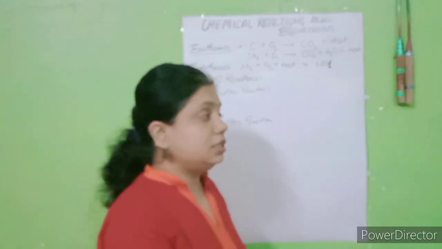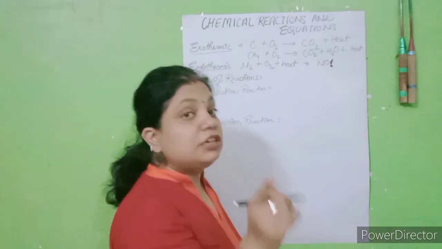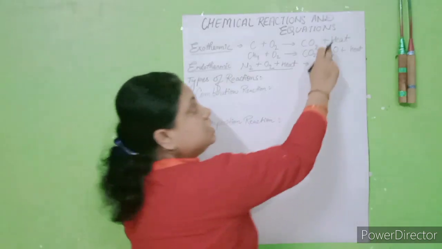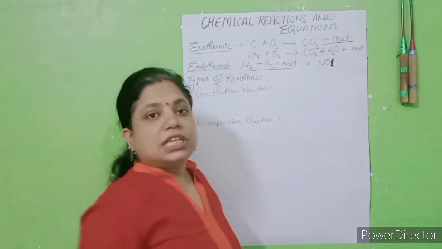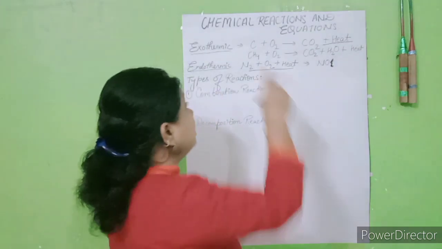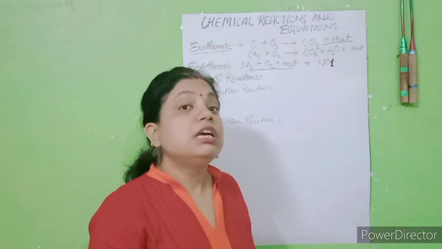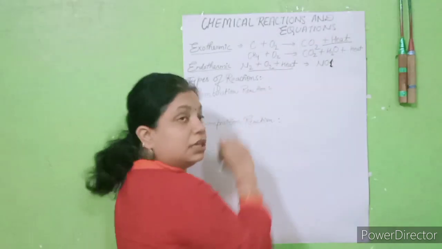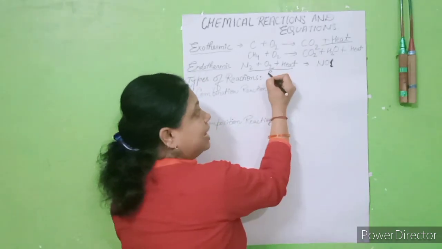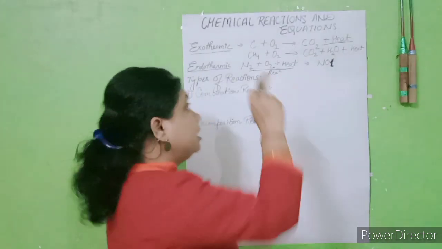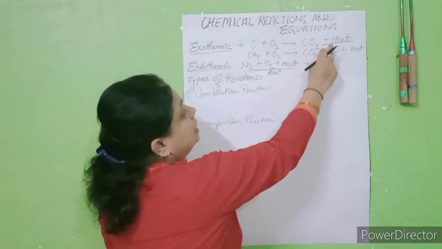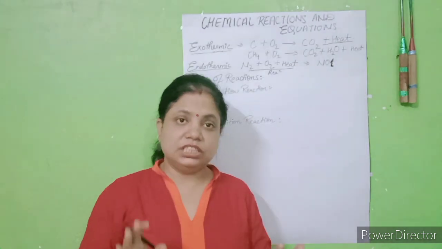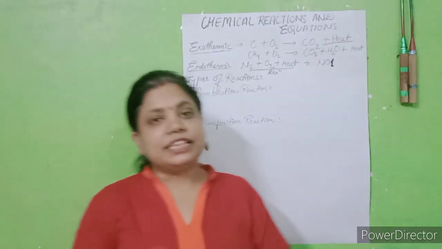So you observe here, students, where have I written plus heat? On the reactant side, but in an exothermic reaction, plus heat is written on the product side. So this is the difference between exothermic and endothermic reactions. Through this we can recognize whether it is an exothermic reaction or an endothermic reaction. If plus heat is written on the reactant side, that means it is an endothermic reaction. If plus heat is written on the product side, it means it is an exothermic reaction. Is it clear? So now let's start the types of reactions.